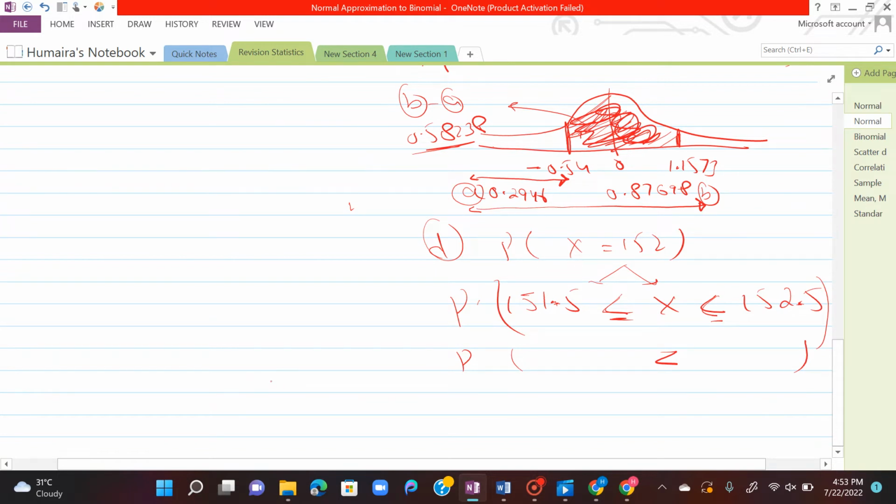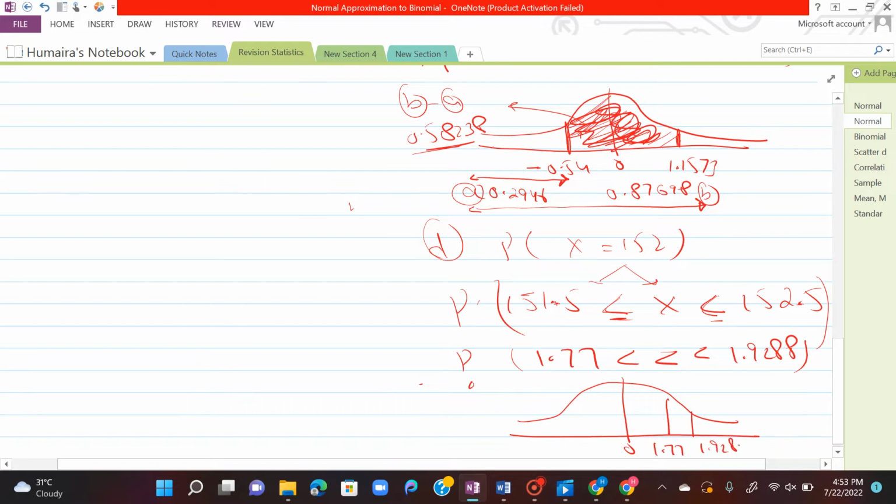now if I write these values, I will have this value as 1.77, and this one is 1.9288. Looking at the table, again both values are positive, so both will be on the right side: 1.77 and 1.9288. I need to find this area. Just check this value in the table, get the area for this value, which will be from here till here, and for 1.928 the area will be from here till this end. So when I subtract these two, I will get the required area.